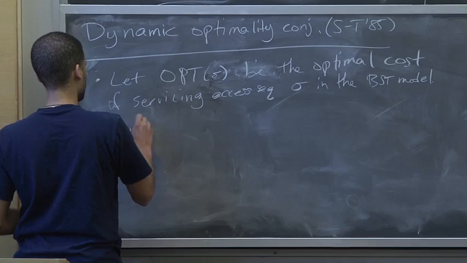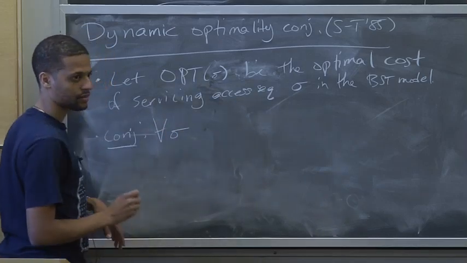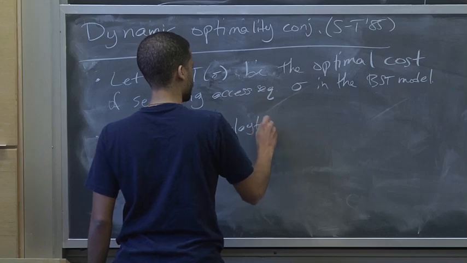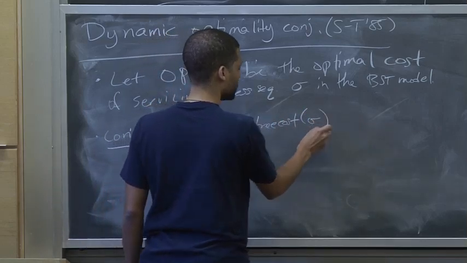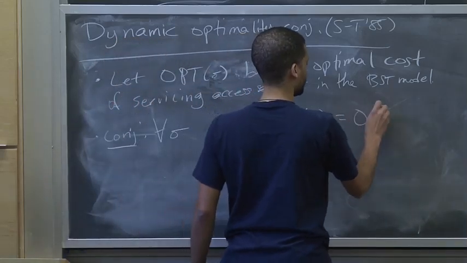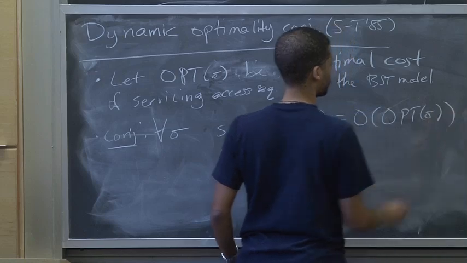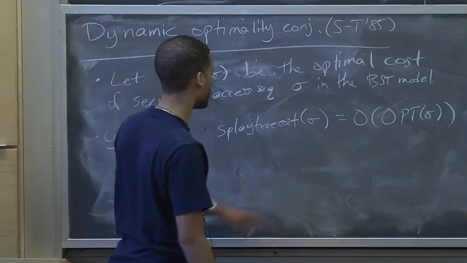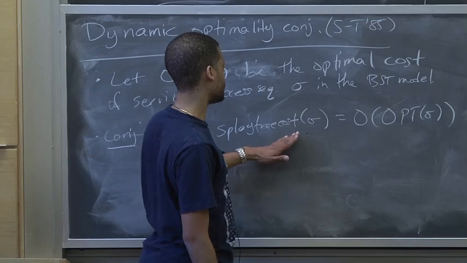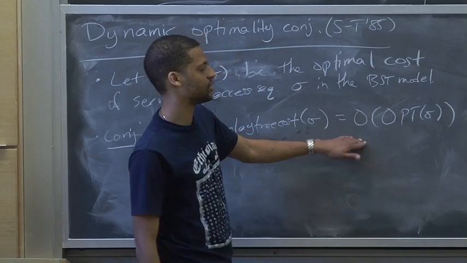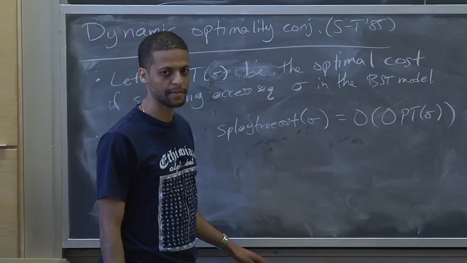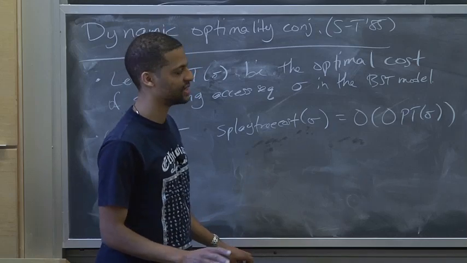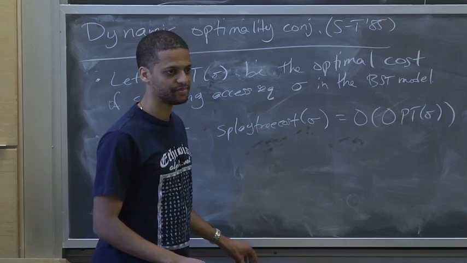The conjecture is that for all sigma, the splay tree cost of serving sigma is big O of opt of sigma. So there's a fixed constant, independent of n or m, such that for all access sequences, servicing that access sequence with a splay tree is at most a constant factor larger than the true optimal way to do it. Are people happy with the difference between dynamic optimality and static optimality?